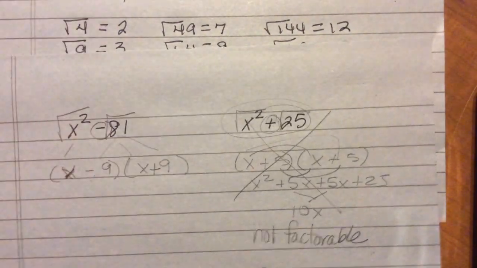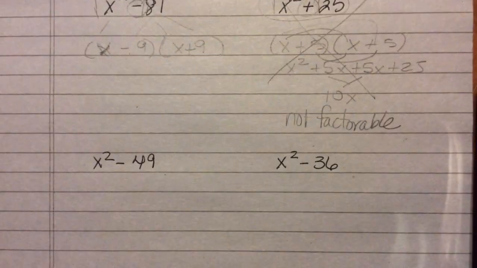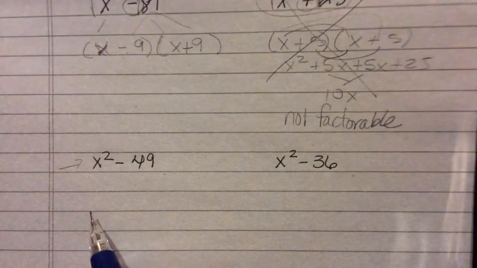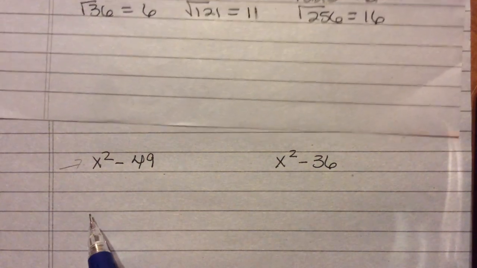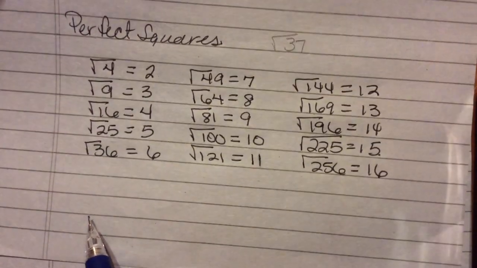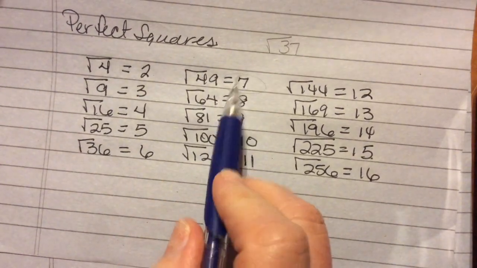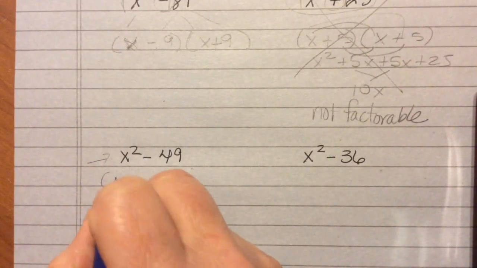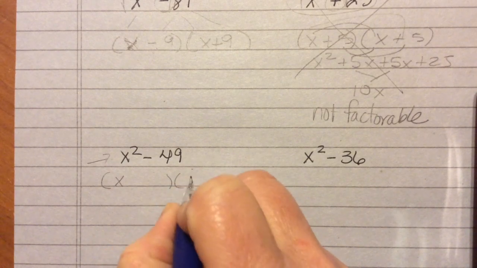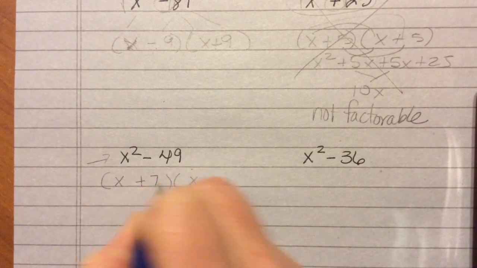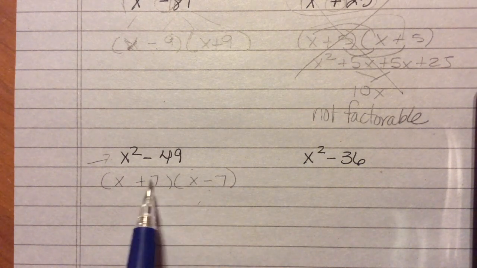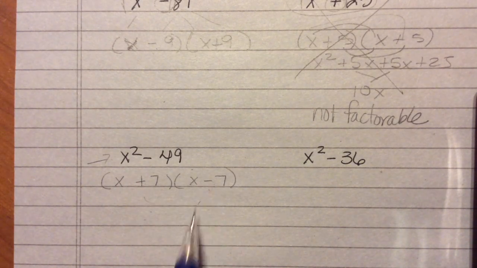Okay, but let's look at a couple more. I got x squared minus 49. They should always be like this. So going back to my list real quick. Let's see. I see 49 on the list, so it's a 7. So the same thing. Split them. An x and an x. Then one's plus 7, one's minus 7. Okay, it doesn't matter the order here as long as one's positive, one's negative.